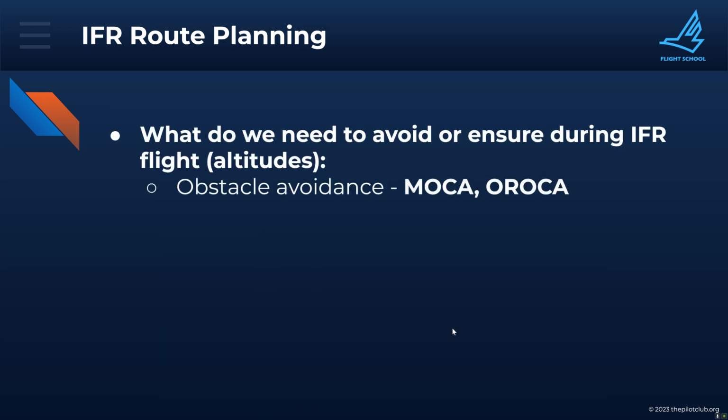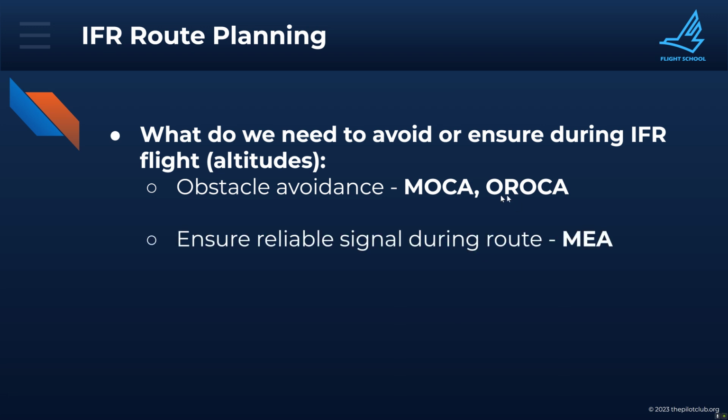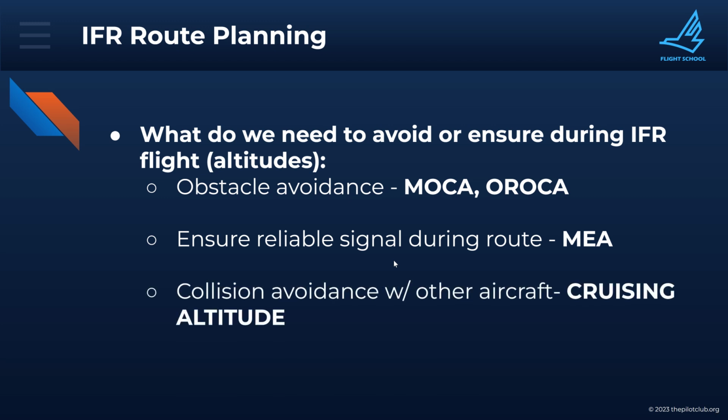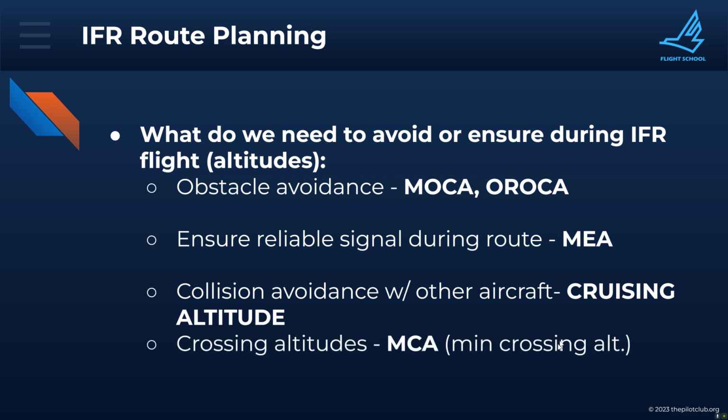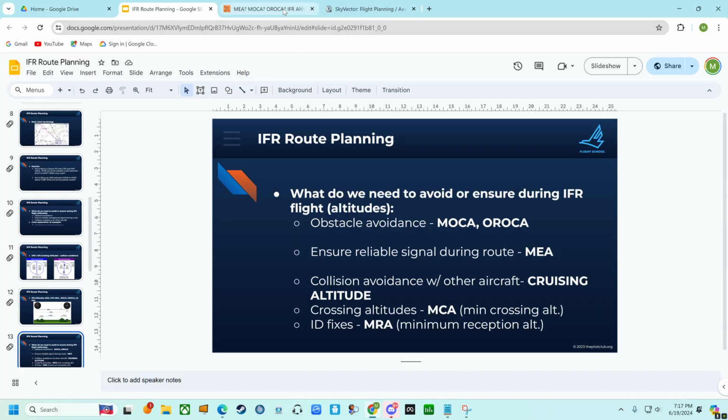All right, so we said that. Your MOCA and MORA give you your obstacle avoidance. Your MIA gives you the reliable signal, and your collision avoidance with other aircraft is primarily what Al said: flying to the right of the route, as well as your appropriate cruising altitude for IFR. The other thing we didn't talk about was crossing altitudes, which is MCA, minimum crossing altitudes. You're going to notice that on your charts as well.